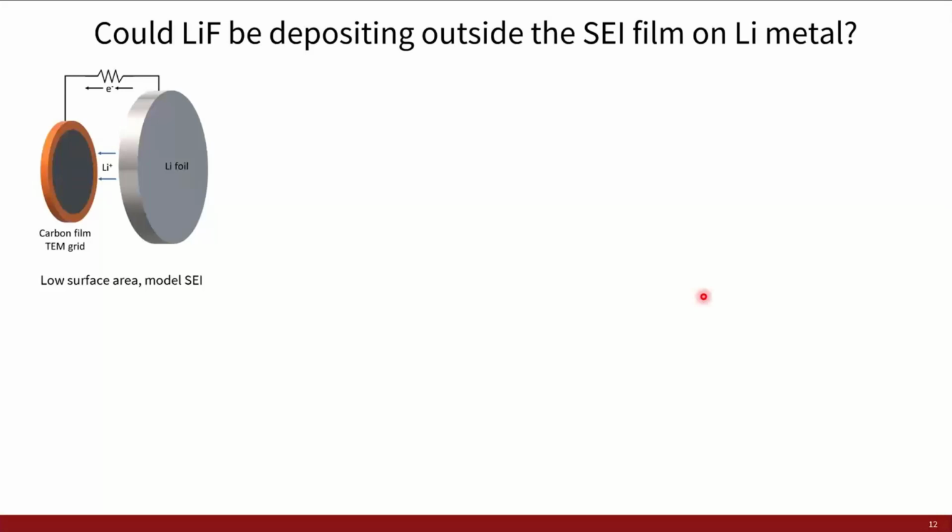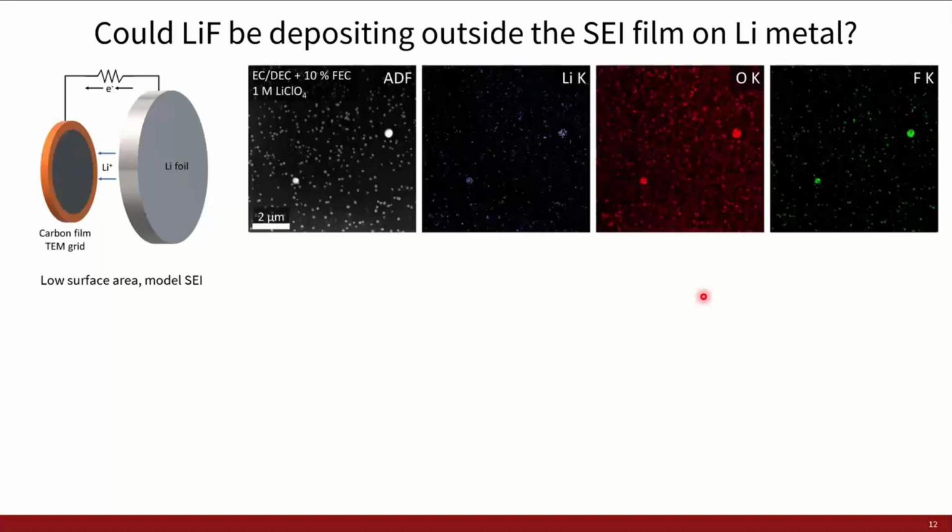Previously, we were looking at a high surface area lithium deposit, where we're getting all these nanowires plating out of a TEM grid. But here, by using a standard carbon film TEM grid, where you just have a flat conductive carbon membrane, we can generate this low surface area model SEI and probe a large surface area to look for fluorine.